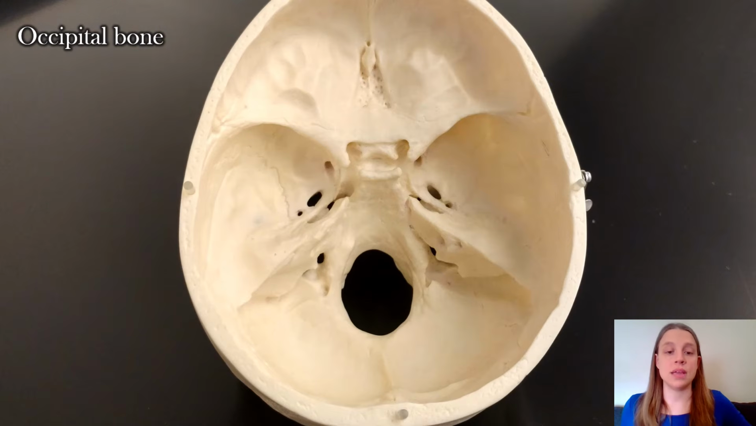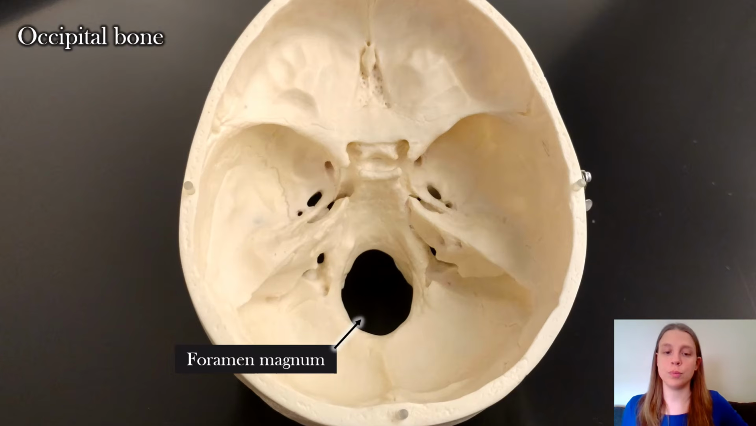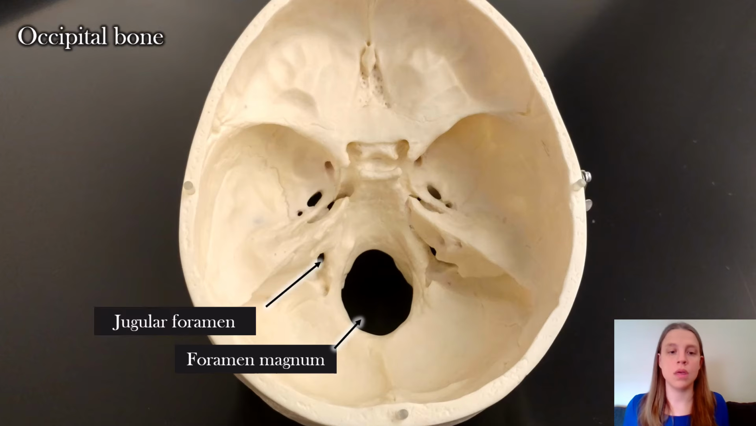All right, so inside the skull, most people know the big hole that your spinal cord is exiting is the foramen magnum. And then you have another quite large hole, the jugular foramen. You need a big hole for a big vein.